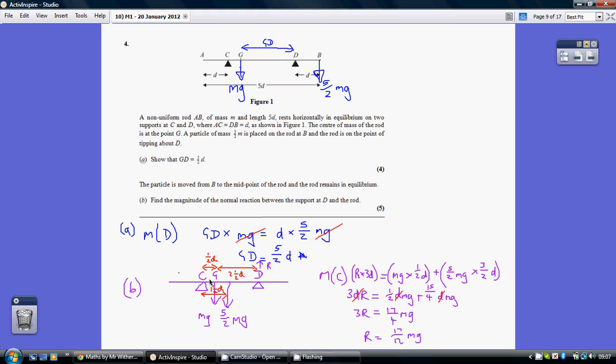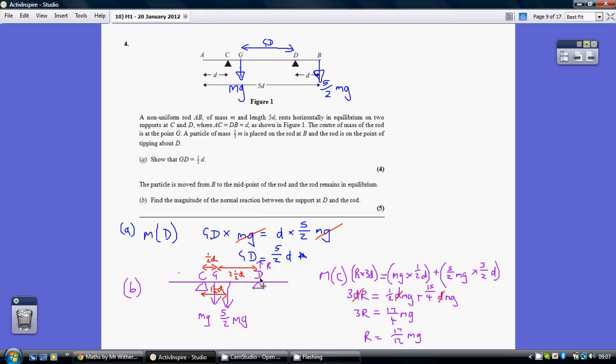So how did we work that one out? Yes, we've just worked out that GD is 2.5 lots of d. So from G to B is 3.5d. So G to A must be the remainder, which is 1.5d. And given A to C is d, C to G must be half a d. So again, quite complicated to work that out. Make sure you understand where that distance has come from.